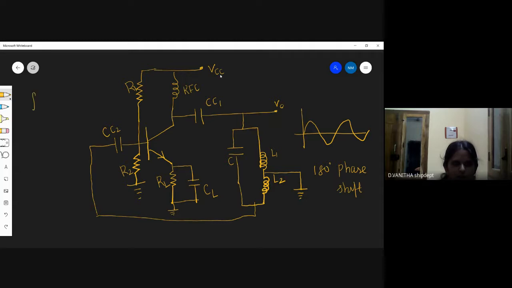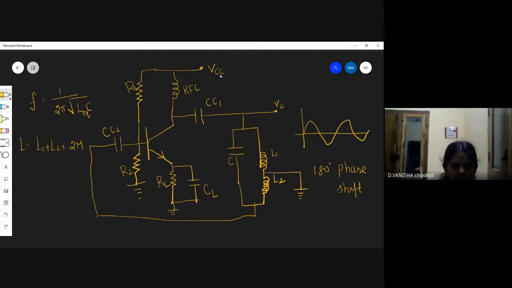The frequency of oscillation is defined as F is equal to 1 by 2 pi root of L by C. This is the L equivalent because here two inductances are used. Here L is equal to L1 plus L2 plus 2M. Here M is the mutual inductance of the coil of that tank circuit. This is the mutual inductance.